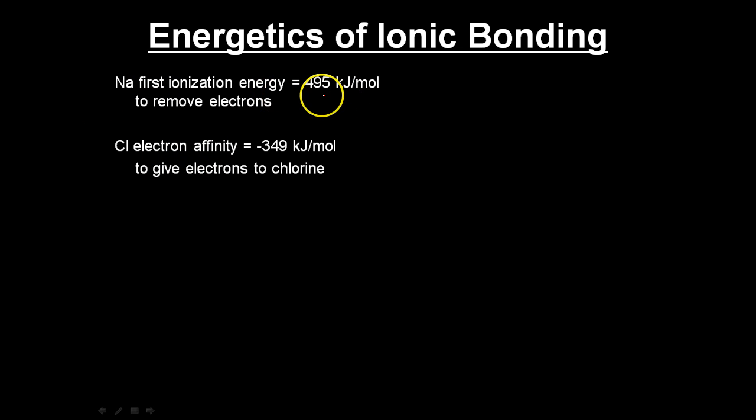And if you notice, if you add these two together, which would be the appropriate way to calculate the amount of energy change, you would end up with a positive number. 495 is a positive number. Negative 349 is a negative number. And when this occurs, that positive number means that we actually have to put energy into the system. It's a net positive difference between the two, so we'd have to put energy into the system.